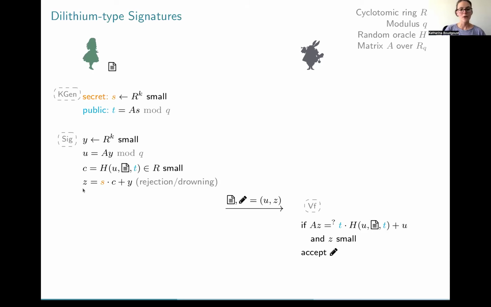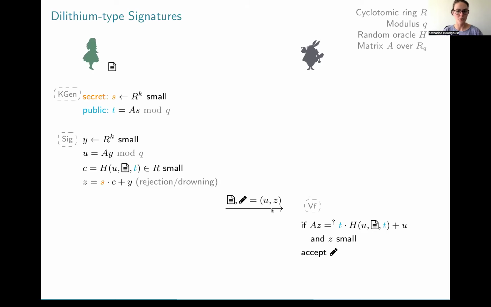And then she can compute Z, the secret times the scalar plus the Y. And then something needs to happen to make the distribution of Z independent of S. So either you do rejection sampling or noise drowning here, but it's not so relevant for what comes next. And then the signature I'm sending is my commitment and my response.